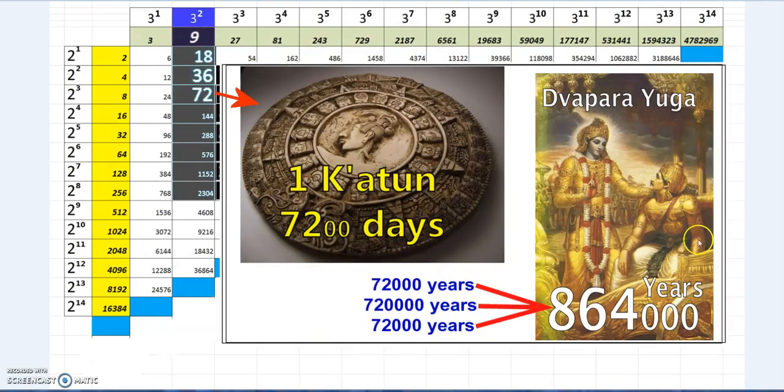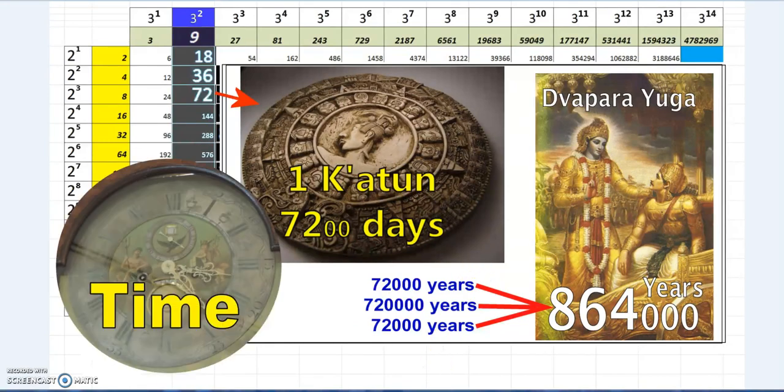But we also look in cycles at another reference to time. So the Mayan Katun, 7,200 days, and the Dwapara Yuga is broken into 72,000, 720,000, and 72,000, the beginning, middle, and end period of this particular Yuga. 72 is also linked in there, and so again, a connection of time between apparently separate cultures.